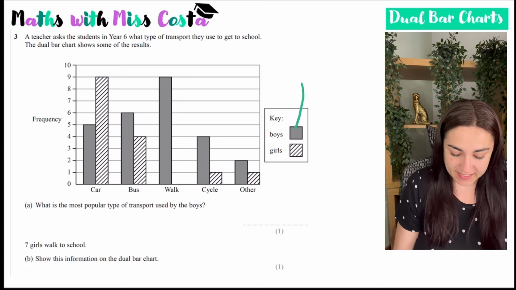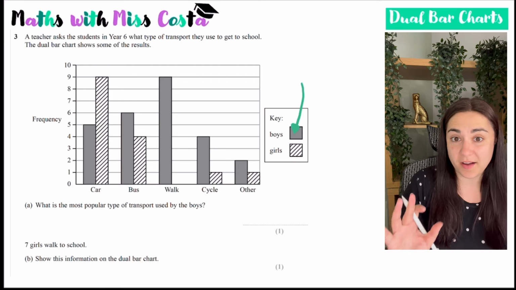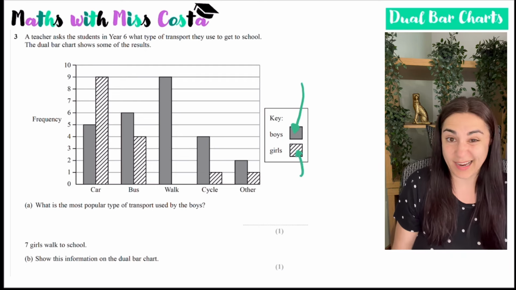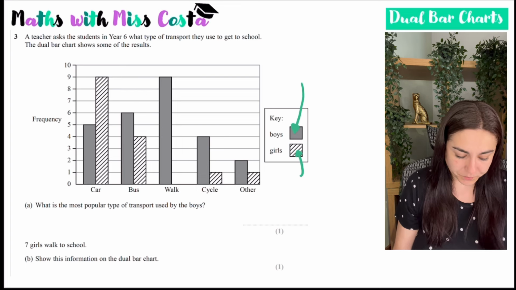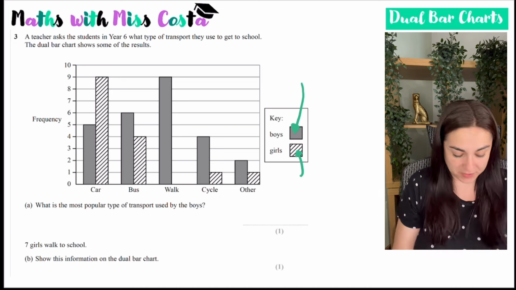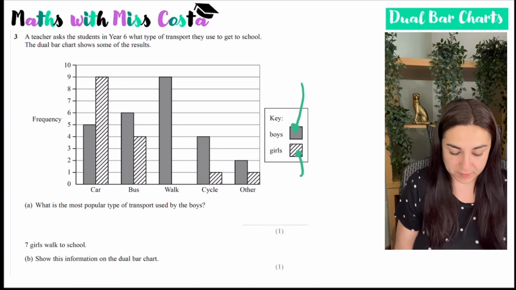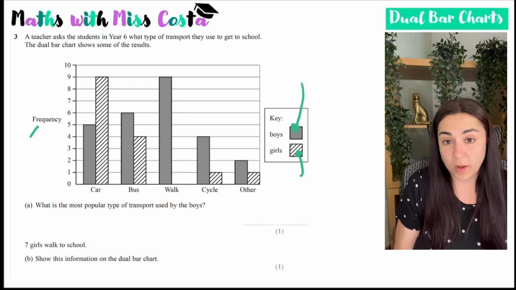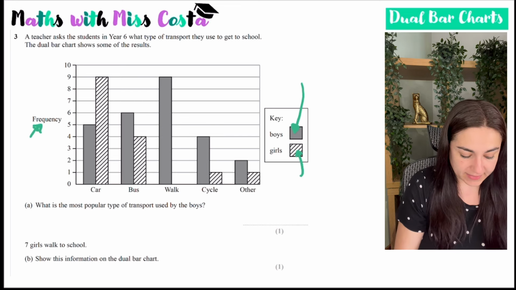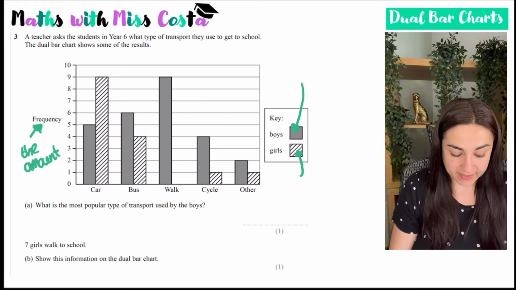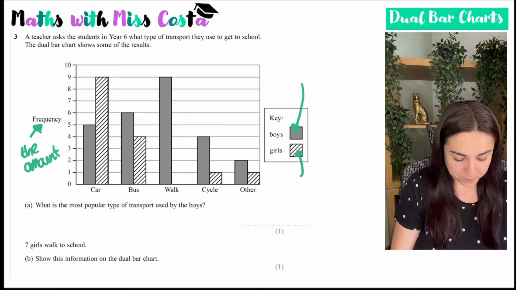So I want to look at the key. And the key tells me that the dark grey bars represent the boys, and that the shaded diagonal bars represent the girls. So with a dual bar chart, you'll have your thing that they're talking about. In this case, it's transport as the x-axis, and the y-axis is always going to be the frequency, which essentially just means the amount. So the amount of people, in this case, students that go by car or walk.